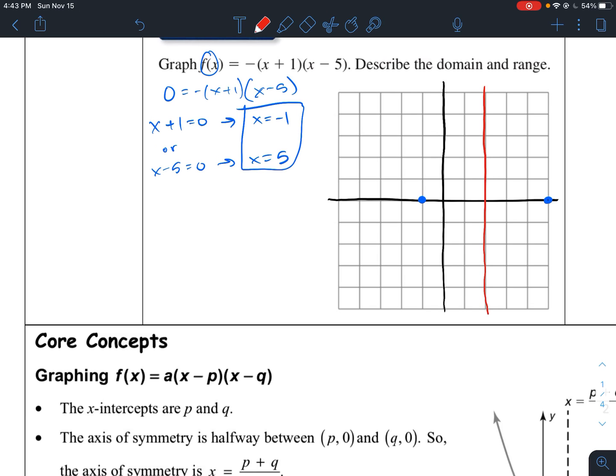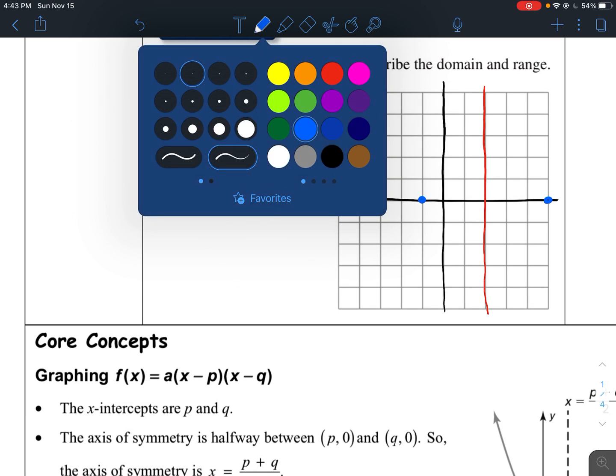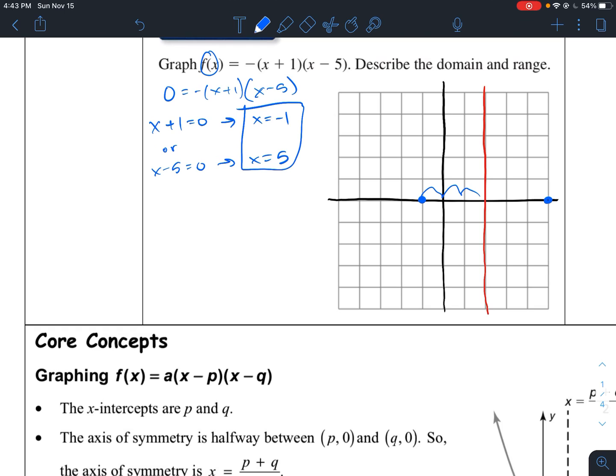Because this is a symmetrical function, the axis of symmetry is here. So 1, 2, 3, 1, 2, 3. There's the axis of symmetry. So I know the vertex is on this line right here. So the axis of symmetry is at x equals 2. If I know the vertex, that means it is 2 comma y.